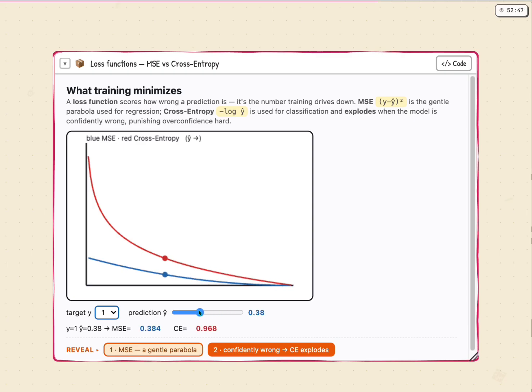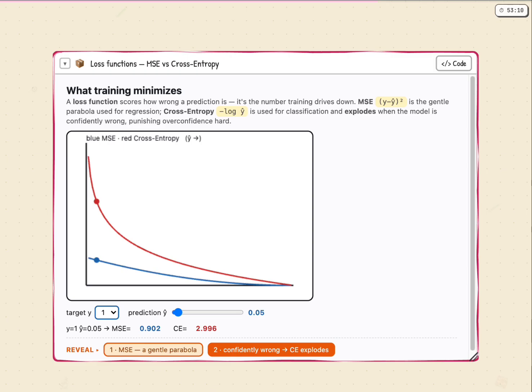That sharp punishment for confident mistakes is exactly why cross entropy is the standard loss for training classifiers and language models, including how a language model is scored on predicting the next word. Here's a fact that explains a lot of the mystery and frustration of deep learning. The shape of the loss landscape decides whether training is easy or hard.